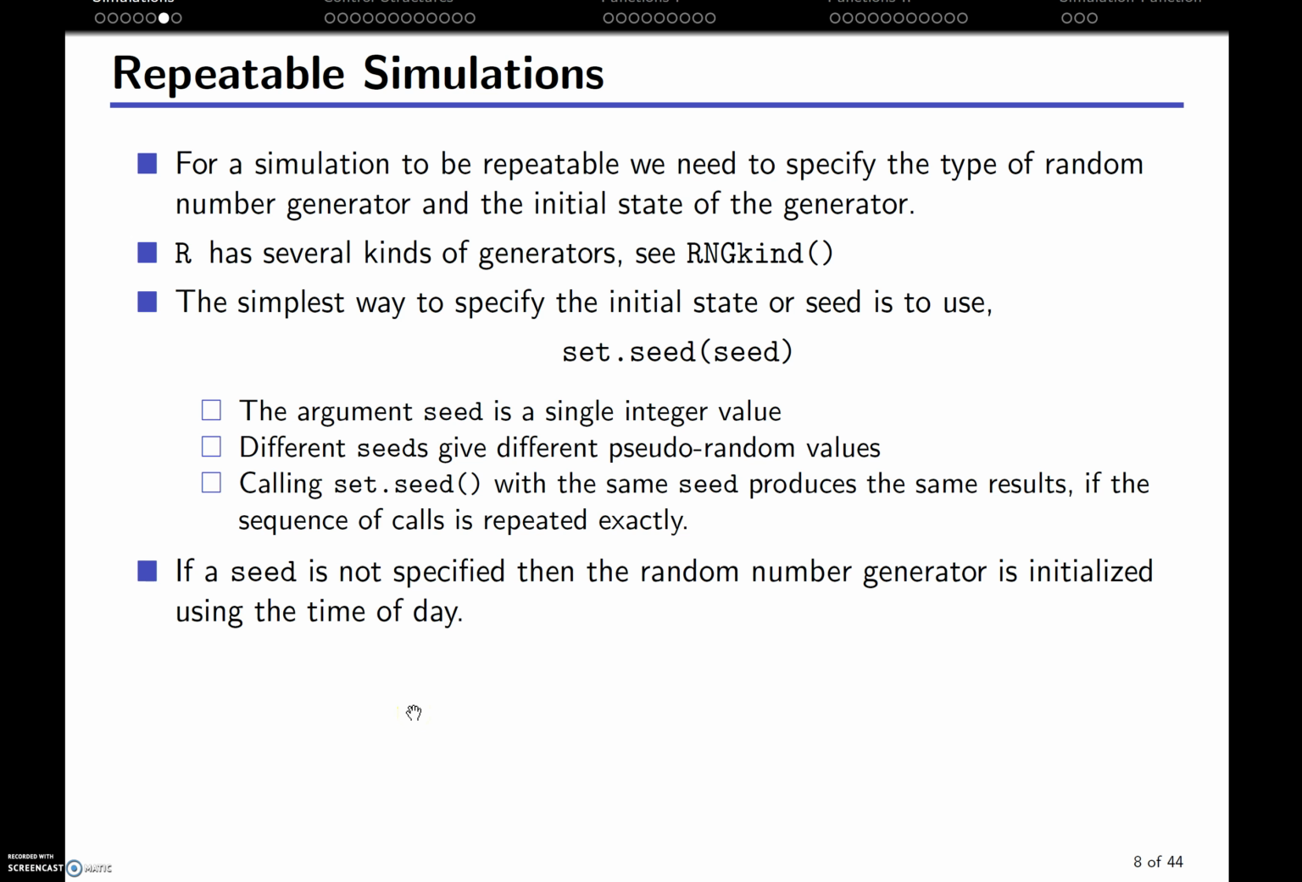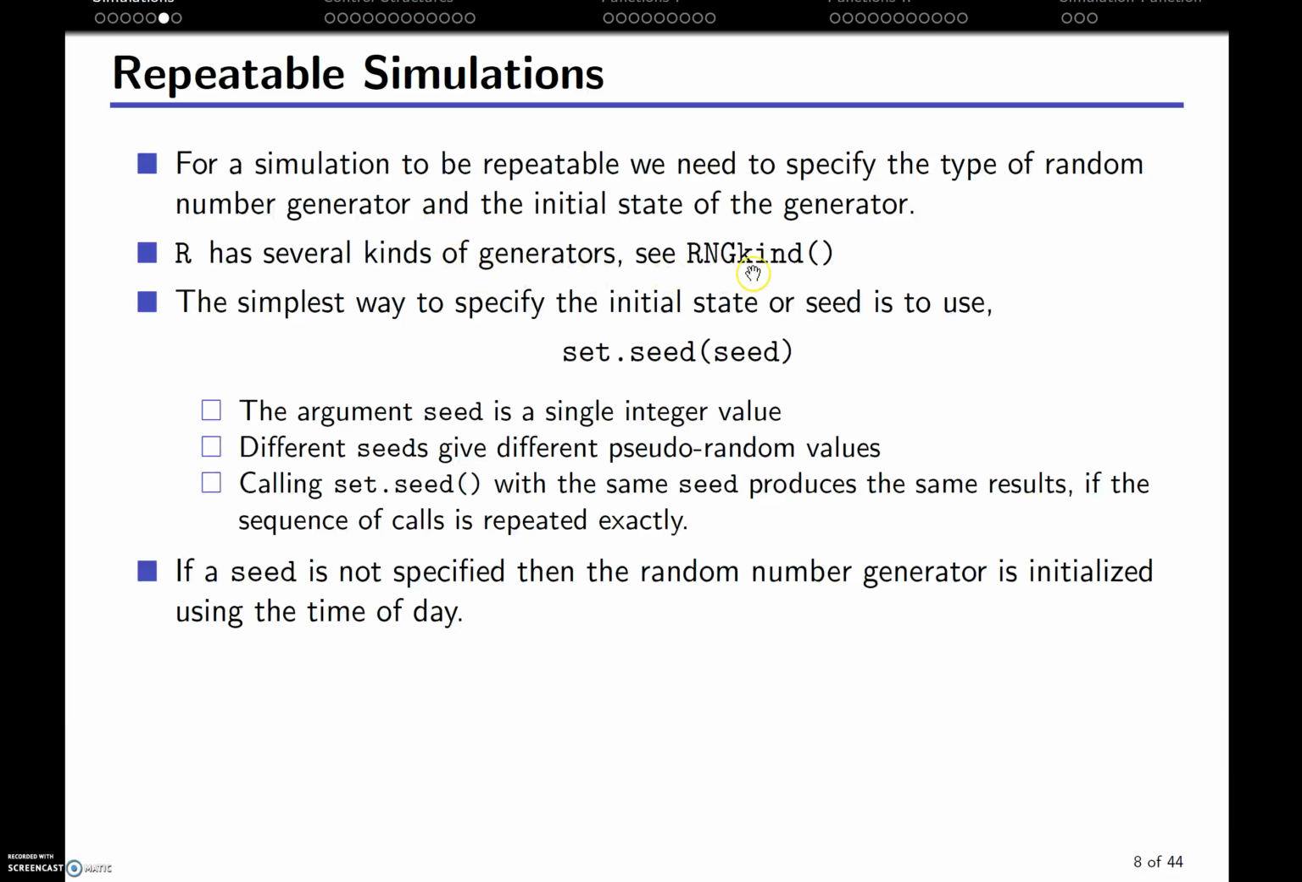We want to be able to create simulations that are repeatable. This will be your second homework assignment. We'll really emphasize this, and you'll actually be writing a repeatable simulation in your second homework assignment. For a simulation to be repeatable, we need to specify the type of random number generator and then the initial state of the random number generator.